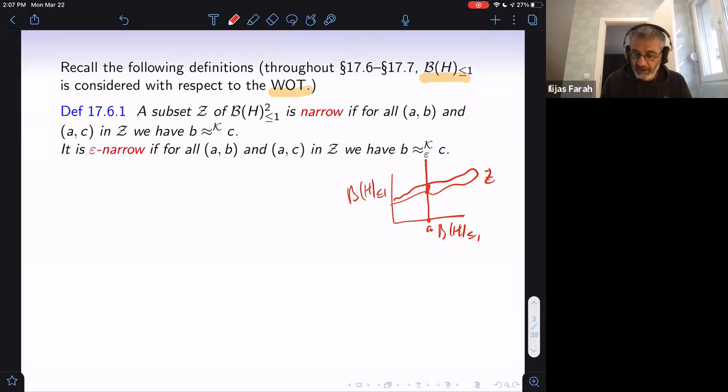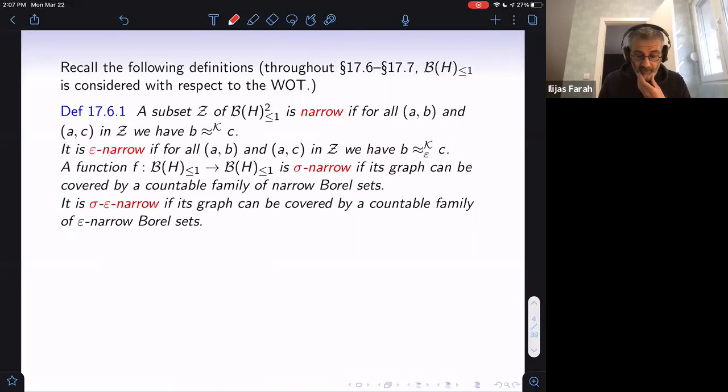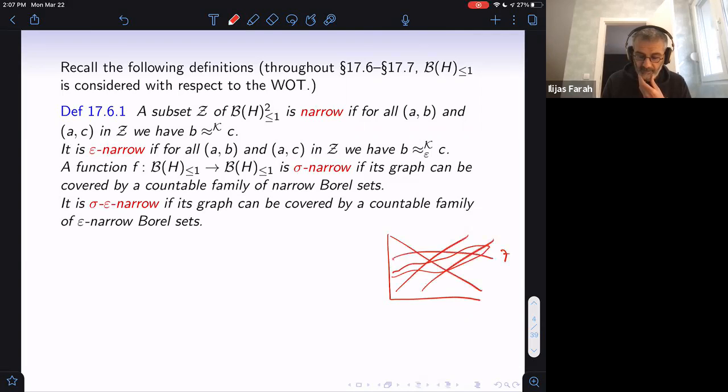And it's epsilon narrow if each of the classes is such that when you move it to the Calkin algebra, its diameter is at most epsilon. So this B epsilon KC means that the image of B minus C under the quotient map has norm at most epsilon. So zero narrow is the same as narrow. And now sigma epsilon narrow means that the graph can be covered by a countable family of epsilon narrow Borel sets. Z may be kind of big, but there are countably many Borel sets, each one of them is epsilon narrow, and their union covers our set.